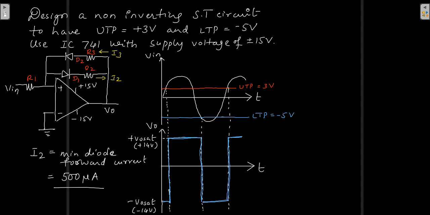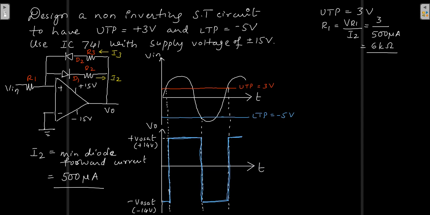So now if you take I2 equal to 500 microampere, you have UTP equal to 3 volts. So obviously you should be able to get the value of R1, which is VR1 divided by I2. VR1 itself is your UTP. So therefore it is 3 divided by 500 microampere. Can somebody tell me the value of R1? 6 kilo ohm, sir. Fine, R1 is equal to 6 kilo ohm.